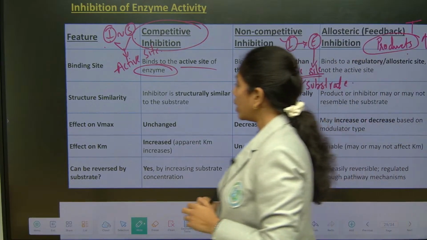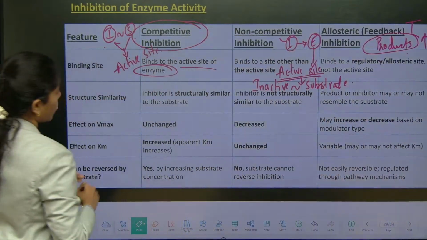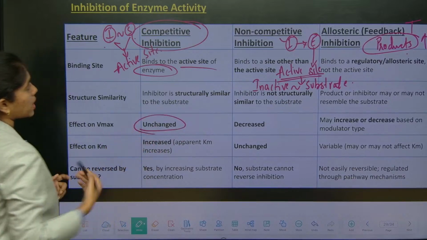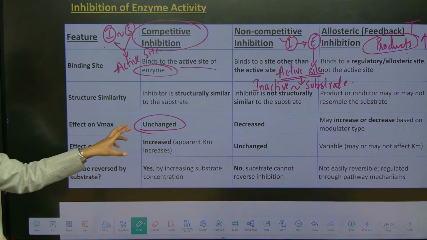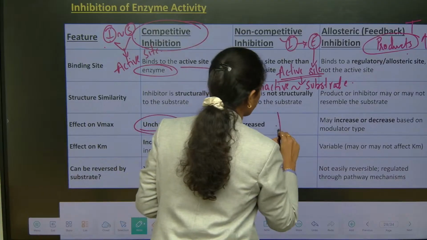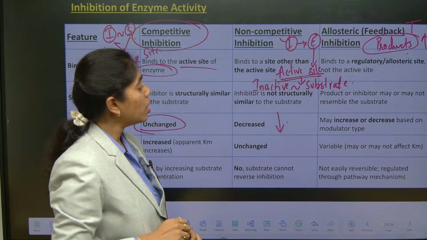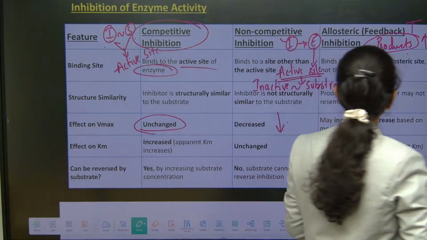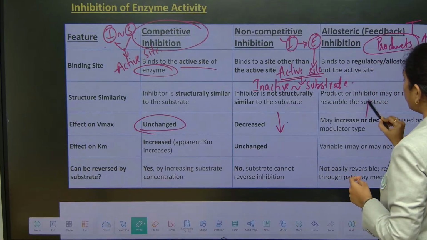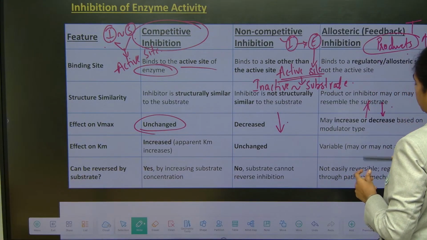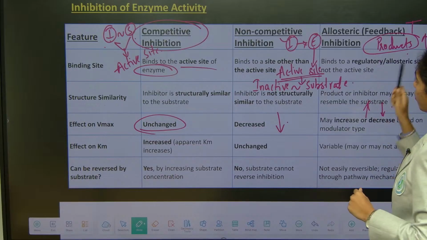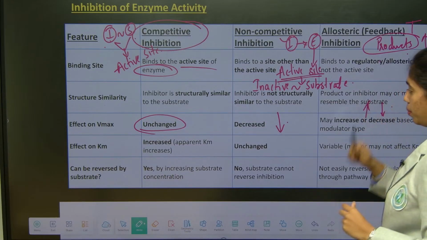Fine, right? Here, the effect on Vmax: Vmax, the maximum velocity, remains unchanged. Here Vmax is decreased because of the inhibitory activity. Here, in allosteric inhibition, Vmax will increase or decrease based on the modulator. Here the product itself acts as an inhibitor.